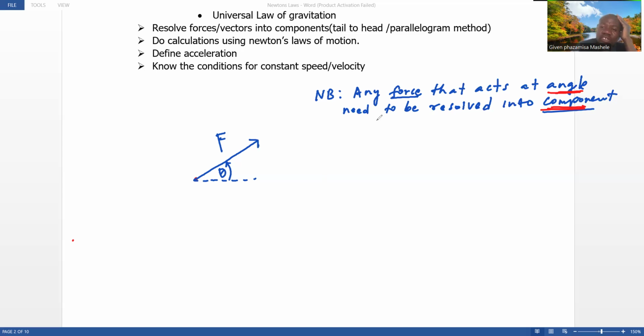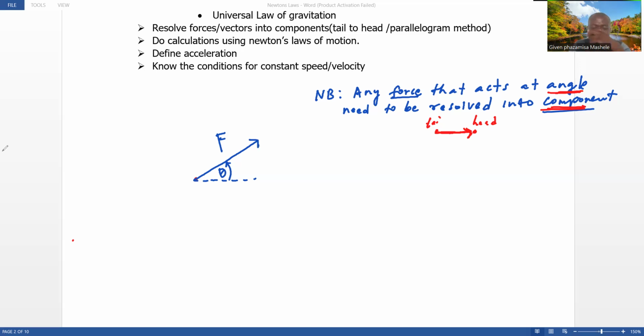And to resolve the force into components, you use the tail-to-head method. And what does the tail-to-head method say? It says, remember this is the tail, this is the head. So you start with the tail, then you come with the head. And when there is a head, you put another tail. It depends on where you want it to go, downwards or to the right, but you use the tail-to-head method. And where there are two heads and two tails, already it is our resultant.